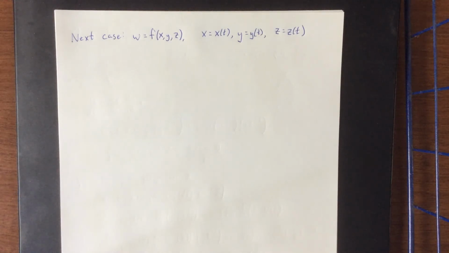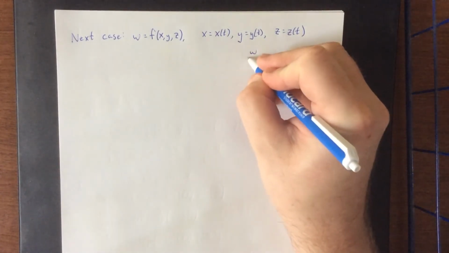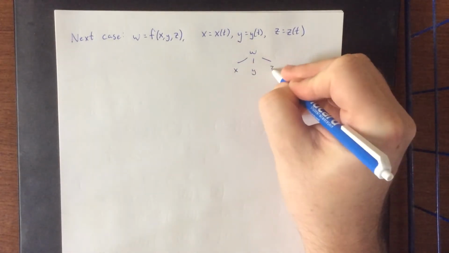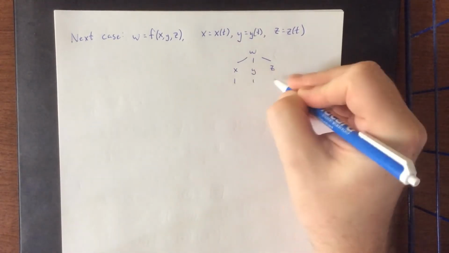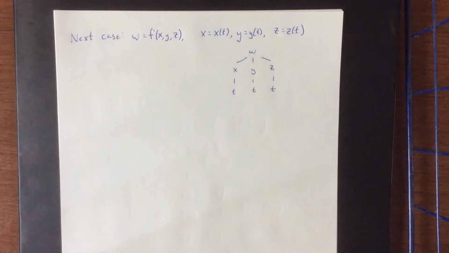The next case that I'd like to consider is suppose you have a function of three variables, and each of those three variables is a function of one variable. The tree diagram in this case would look like the following. w is a function of three different variables, x, y, and z. And x, y, and z are all functions of one variable, that one variable being t.